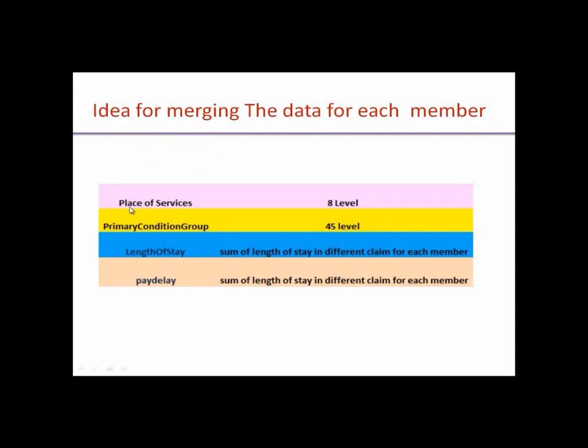Other predictor variables in the claim table, such as place of service, primary condition group, length of stay, and pay delay, have different levels: 8 levels for place of service, 45 levels for primary condition groups. Also, we can put the sum of lengths of stay in different claims for each member, and the same way for pay delay.